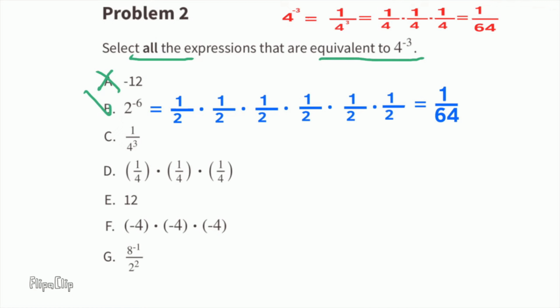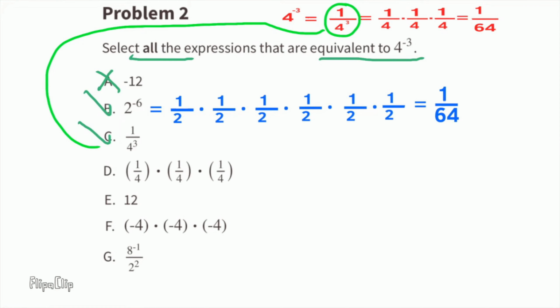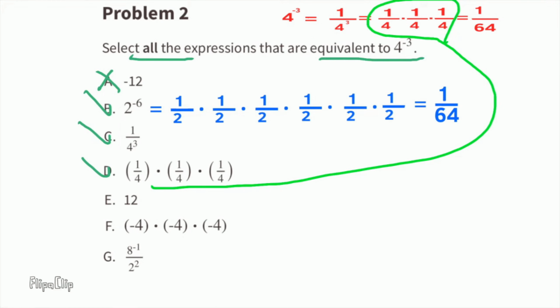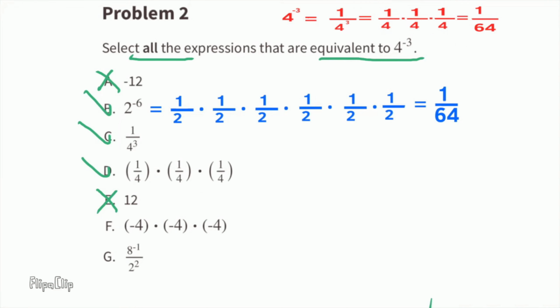Let's look at expression C, 1 over 4 to the power of 3. That's the same as 1 over 4 times 4 times 4, which is equal to 1 over 64, so I would choose expression C. Expression D is 1/4 times 1/4 times 1/4, and we know that that equals 1 over 64, so we can choose that one. Expression E is 12, and 12 certainly is not the same as 1 over 64, so we can't choose that one. Expression F is a negative times a negative times a negative, which is a negative, and 4 times 4 times 4 is 64, and we know that negative 64 is not the same as positive 1 over 64, so we can't choose F.